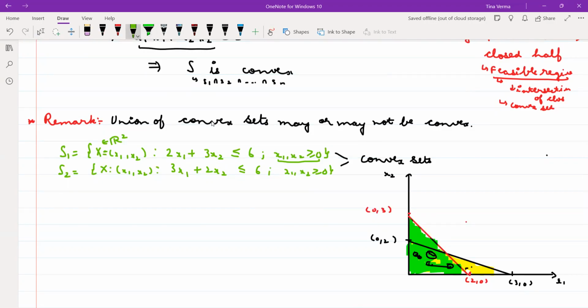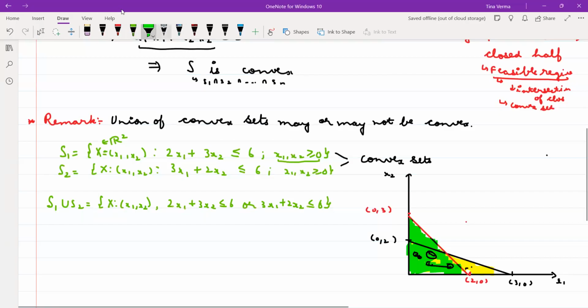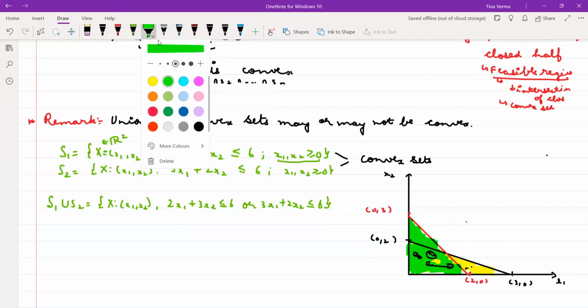But now we are taking the union. I am saying S1 union S2. That means all those x, and it is a 2 tuple set obviously, right? Where 2x1 plus 3x2 is less than or equal to 6, or it can be your 3x1 plus 2x2 less than or equal to 6. So if you shade this region, you can notice there.